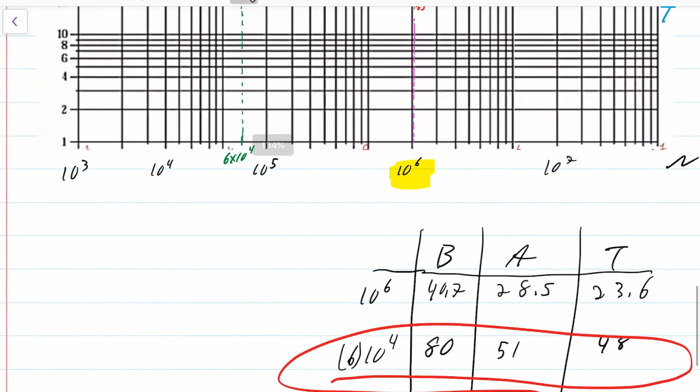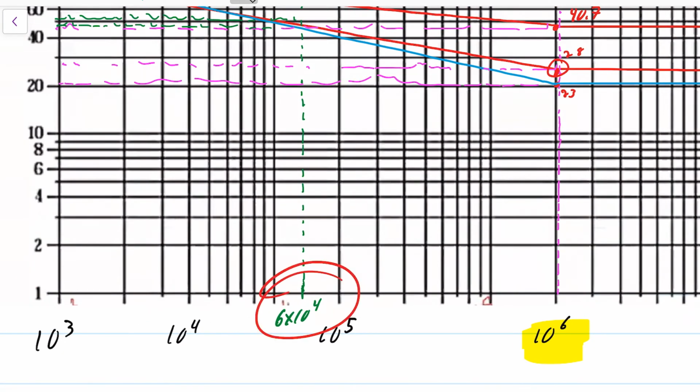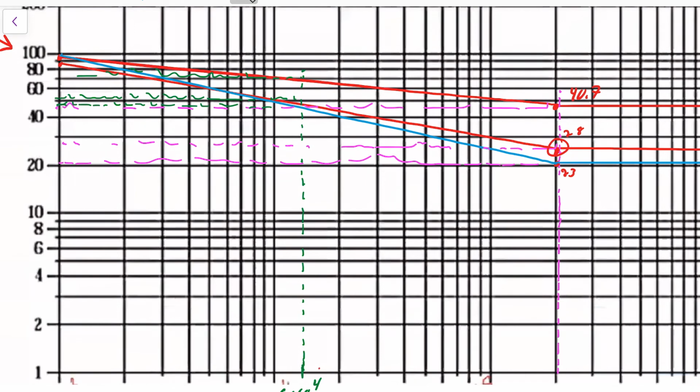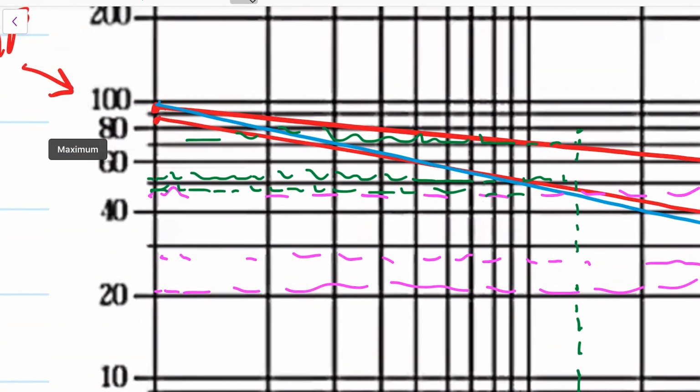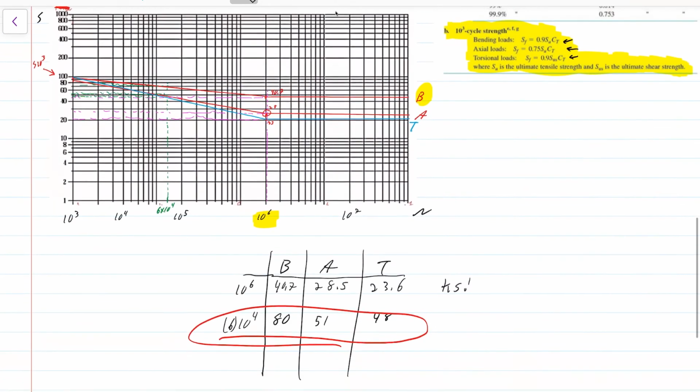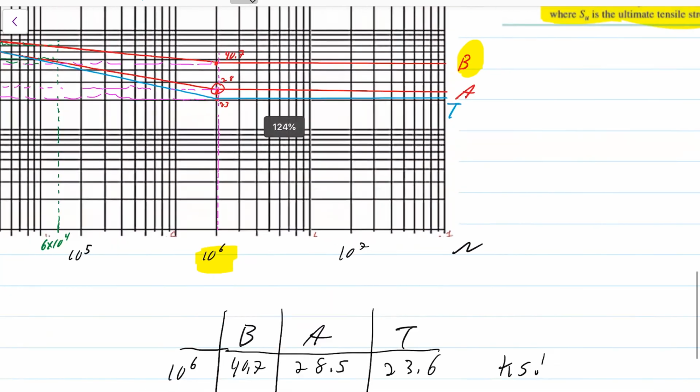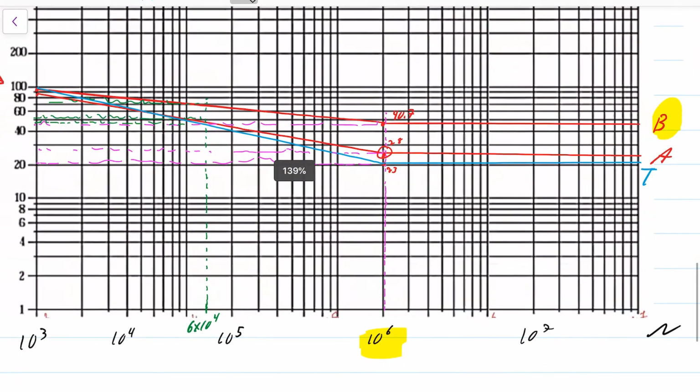They're in KSI. Now we look at the next one, 6 10 to the 4, and this one is going to be different. 6 10 to the 4 is about right here. If you look at the green line, it goes up and intersects with all the different lines in the graph. We'll do the torsion line first, which is the blue line right here. If you go across, you see where it lines up, and you kind of just need to guess because it's hard to be accurate. I said it was 48.